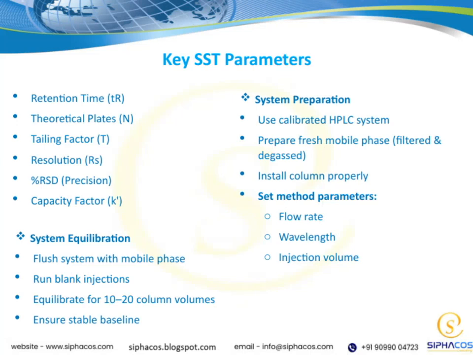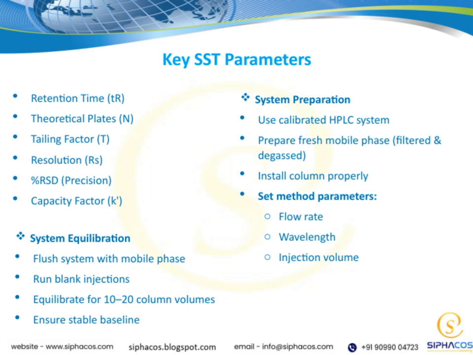Let's start with system equilibration. It's essential to flush the system with the mobile phase to ensure everything is clean and ready for accurate results. After that, we run a few blank injections. These help us confirm there's no residual contamination affecting our analysis. We then equilibrate the system for about 10 to 20 column volumes, giving enough time for the column to stabilize. The key here is to ensure a stable baseline before proceeding, which indicates the system is in a good state for reliable data collection.